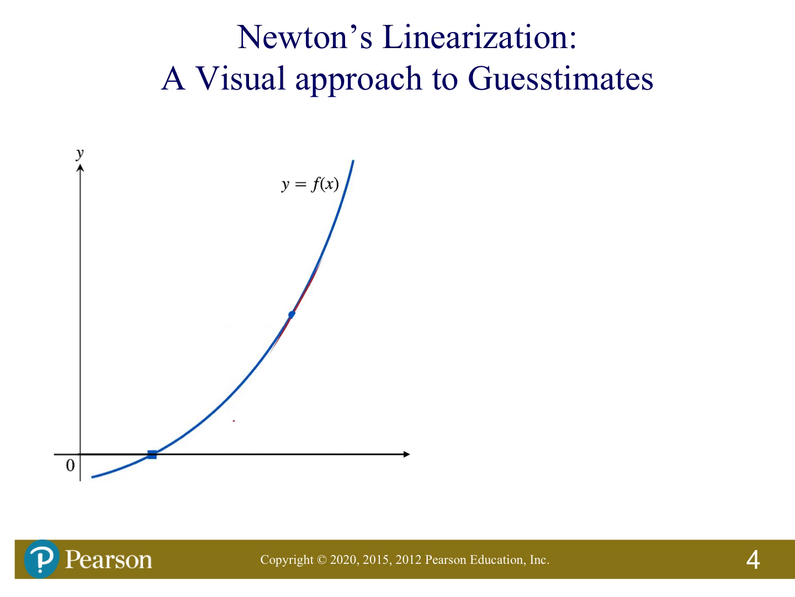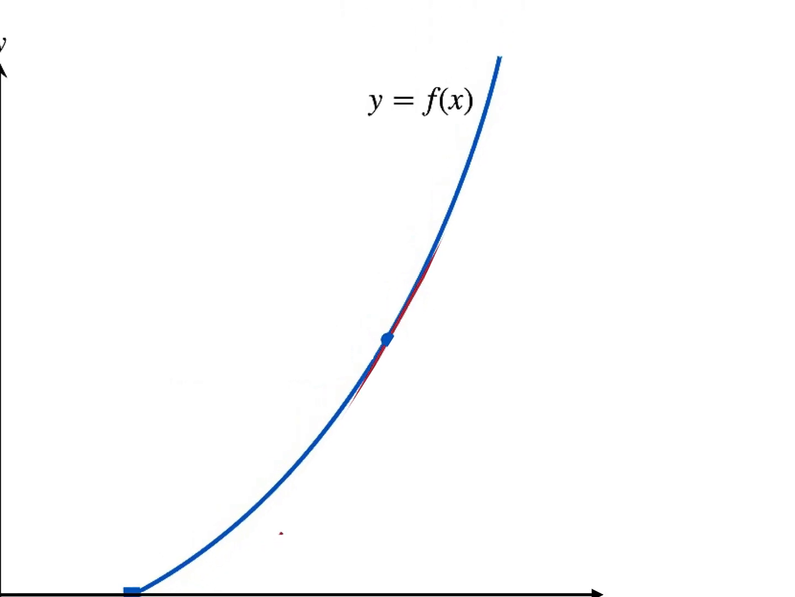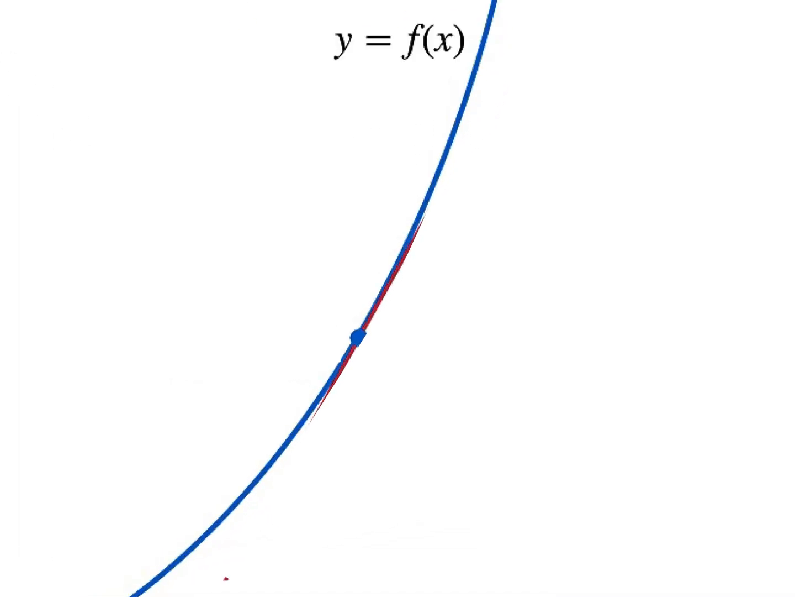Can you barely see that I've got a dot right here? Can you see that there's a red line on there? The blue function curves. The red one is supposed to be straight as the tangent line. So the red is the tangent line, and the blue is the function curve.